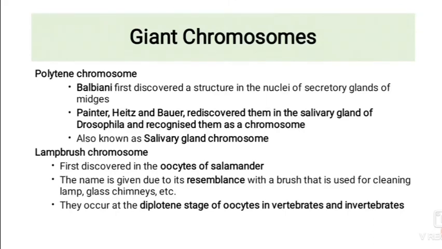Next is the lampbrush chromosome, first discovered in the oocytes of salamander. This name is given due to its resemblance with a brush that is used for cleaning lamp glasses, chimneys, etc. They occur at the diplotene stage of oocytes in vertebrates and invertebrates. Lampbrush chromosomes are also found in spermatocytes of many animals and also in the giant nucleus of an alga. They are present as a bivalent with four chromatids.